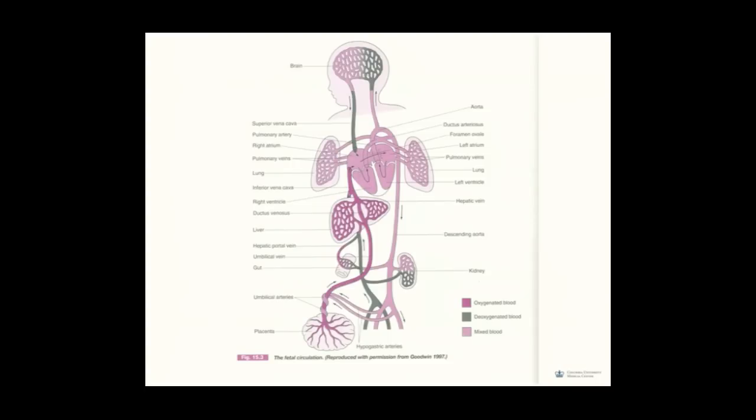And we know the portal vein is carrying blood coming from the GI tract, and this is deoxygenated blood. So this blood coming from the placenta and coming from the GI tract passes through the liver, and then it drains out of the liver through the hepatic vein, and it mixes with deoxygenated blood from the rest of the venous system. So even though this short distance between the liver and the heart is colored dark red, this is actually mixed blood, meaning some of it is oxygenated, and the rest is mixed with deoxygenated blood.